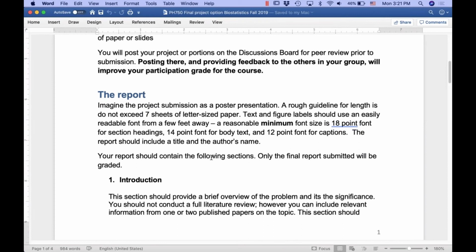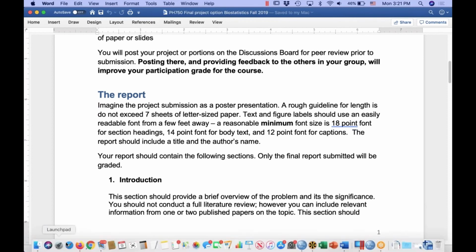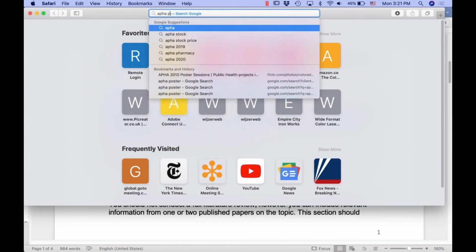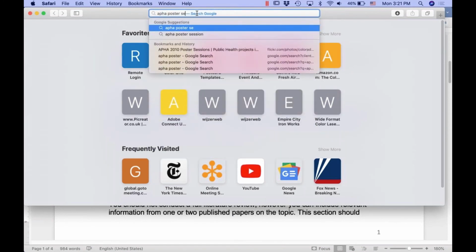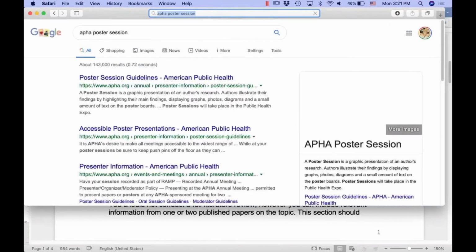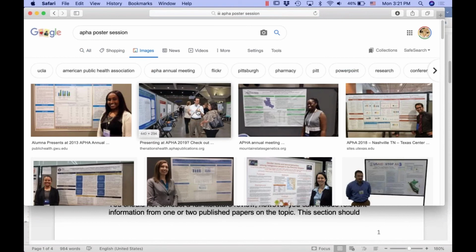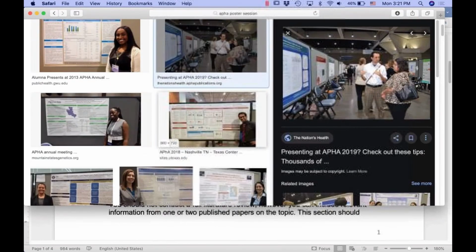Now keep in mind that if this were brick and mortar, I would be asking you to do a presentation that looks kind of like a poster presentation at a professional organization. For those of you who haven't seen this before, let's see, the APHA, American Public Health Association poster session. Let's see if I can get a couple of images here. Okay, so how's this look? Well, take a look at this.